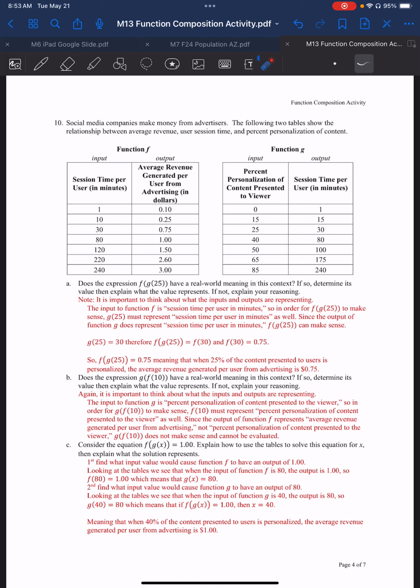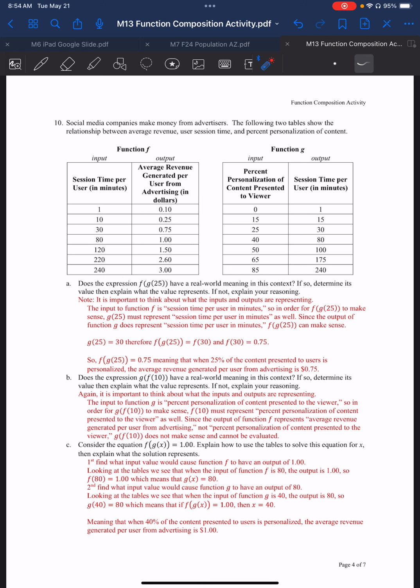Okay, we're going to look at a couple of examples here with context. In this first one, everything is already all written out for you, but I'll just highlight a couple of key pieces of information. When we read the setup to this problem, we see that the context is about social media companies making money from their advertising. It says the following two tables show the relationship between average revenue, user session time, and percent personalization of the content. And we have a couple of tables here.